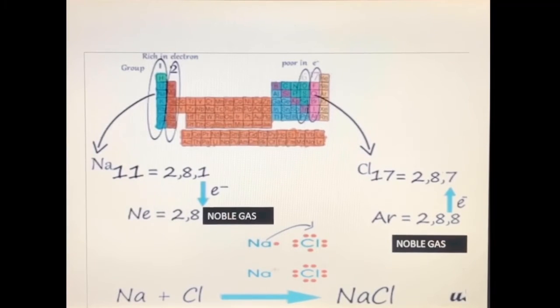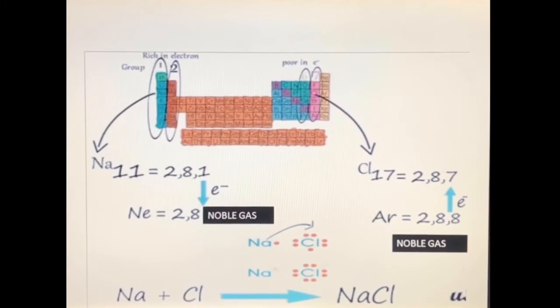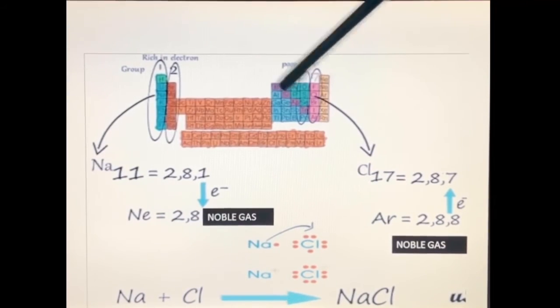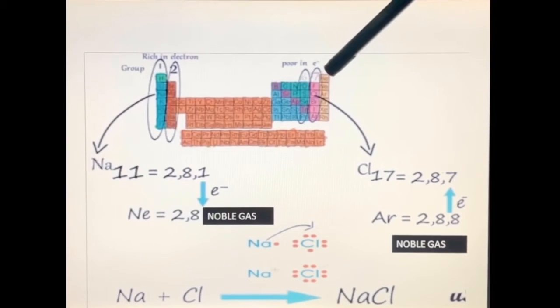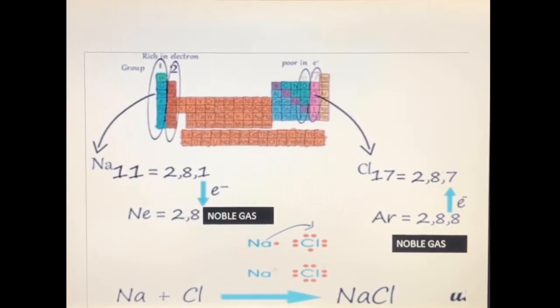For example, sodium has electronic configuration 2, 8, 1. One electron is present in the valence shell, so it has the tendency to release one electron to get the noble gas configuration of neon. And another element, poor in electrons, for example chlorine, has the electronic configuration 2, 8, 7. So to get the electronic configuration of noble gas argon, chlorine has the tendency to accept one electron.